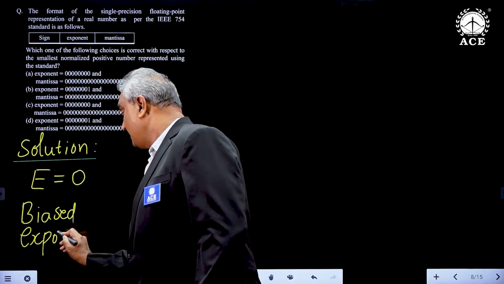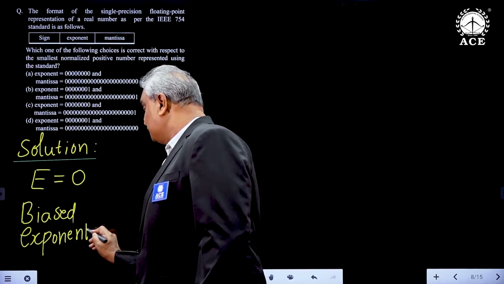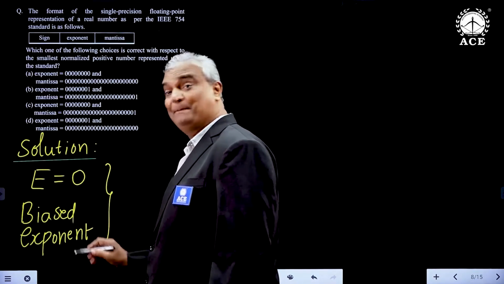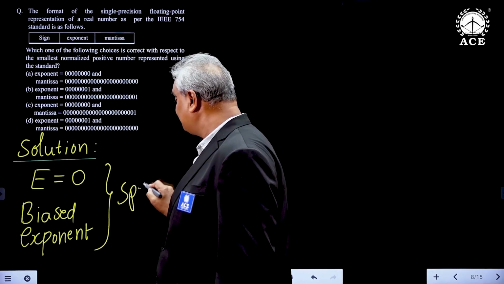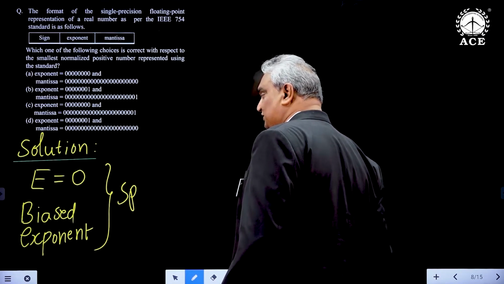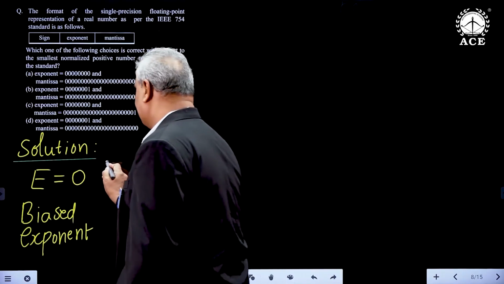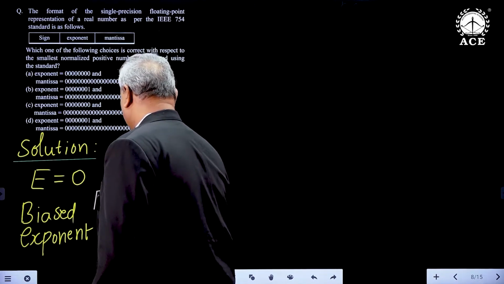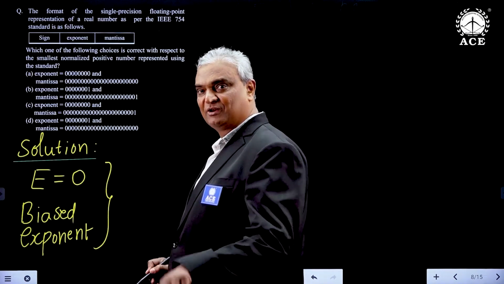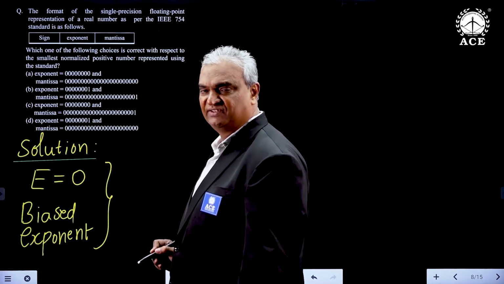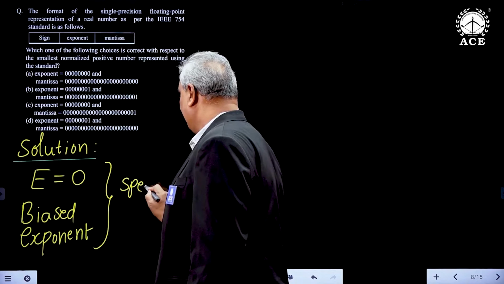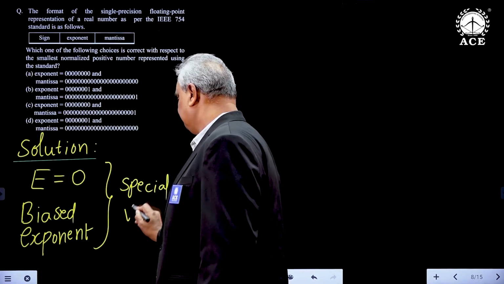This exponent value becomes 0 for representing special values. What are special values? Special values are plus or minus 0, plus or minus infinity, and not a number. These are used for special values.